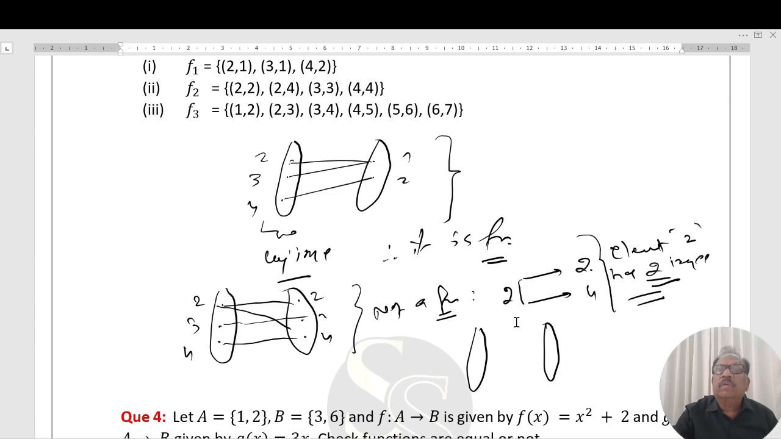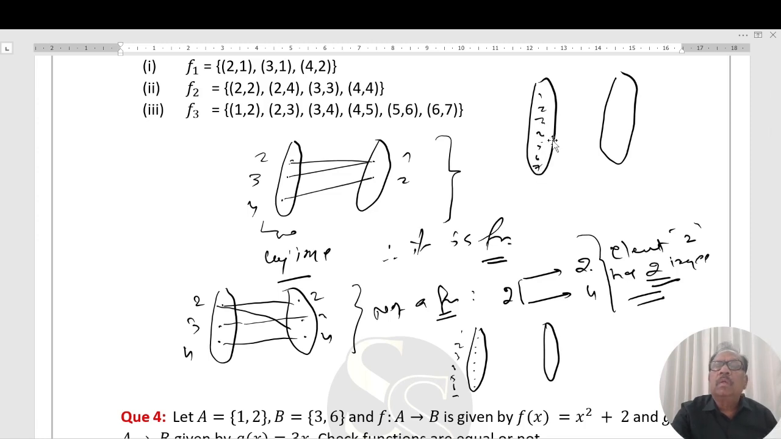Third part. 1, 2, 3, 4, 5, 6, 7 and second is 2, 3, 4, 5, 6, 7. इसको बड़ा कर लेते हैं. 1 with 2, 2 with 3, 3 with 4, 4 with 5, 5 with 6, 6 with 7.